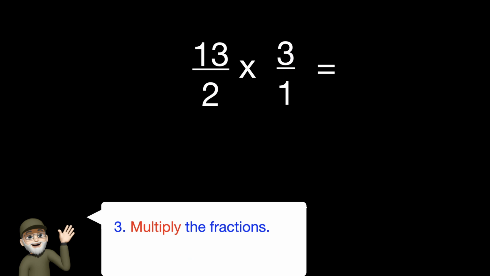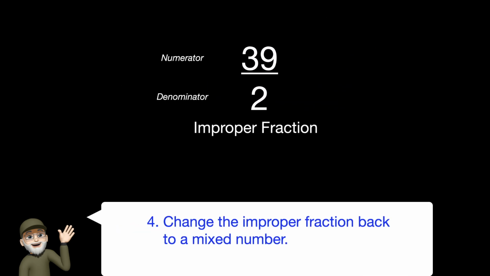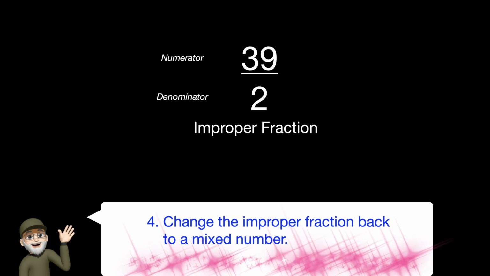Now we're ready to multiply the fractions. We multiply the numerators on top. 13 times 3 is going to be equal to 39. On the bottom, 2 times 1 is equal to 2. That gives us a fraction 39/2, which is an improper fraction. Our last step is now we want to change this back into a mixed number.